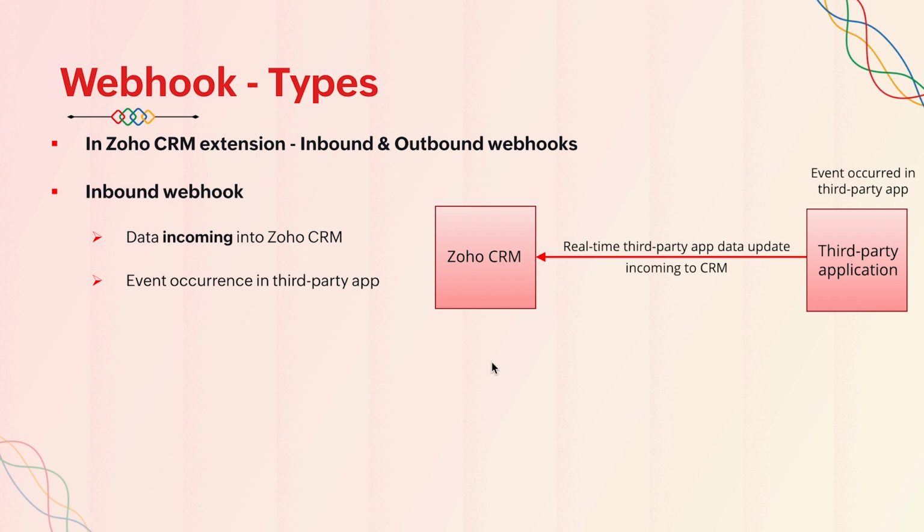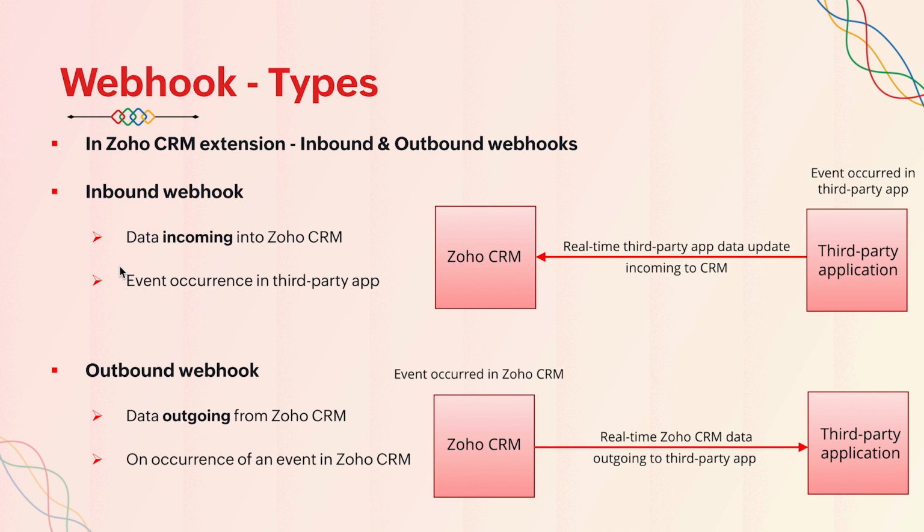Let's say CRM is integrated with a third-party application which has support for webhook. Whenever an event occurs in that third-party application, if you want to receive real-time data from that third-party application into your Zoho CRM, then Zoho CRM has the support to receive that real-time incoming data in the format of inbound webhooks.